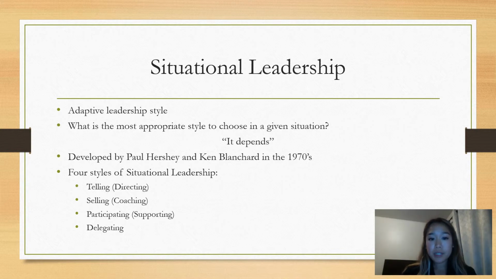So the third one is supporting, also known as participating. This style of situational leadership refers to the manager's ability to support their employees in times where they're feeling overwhelmed with their work. Sometimes workload appears to be limitless, thus making a manager's support crucial for a positive outcome.